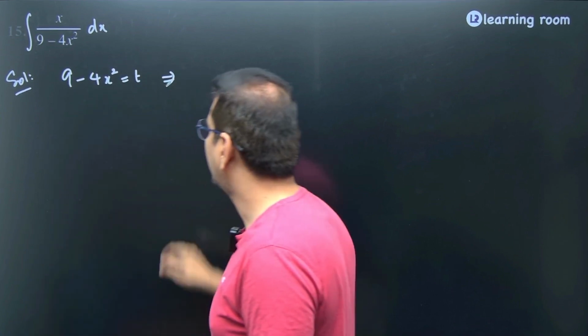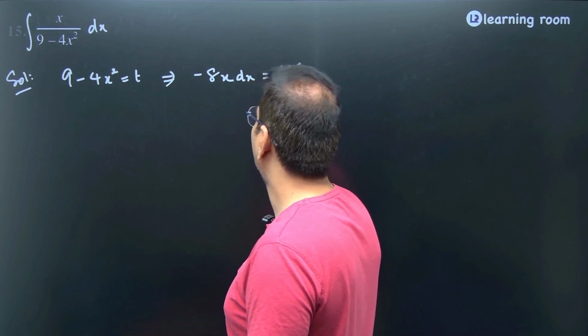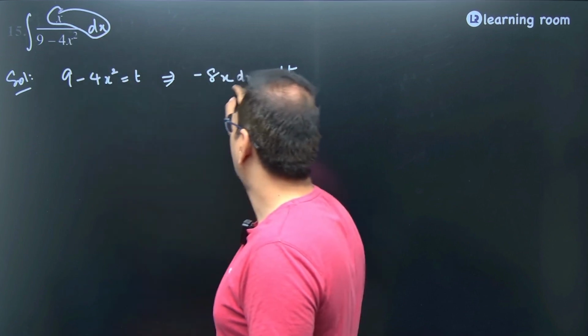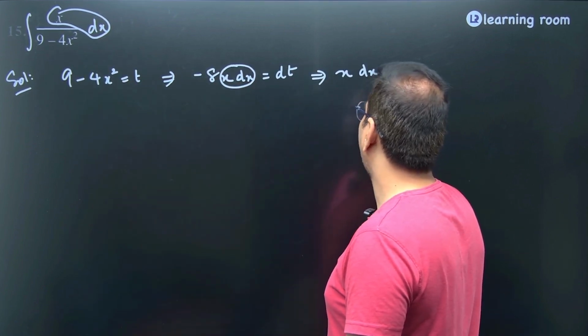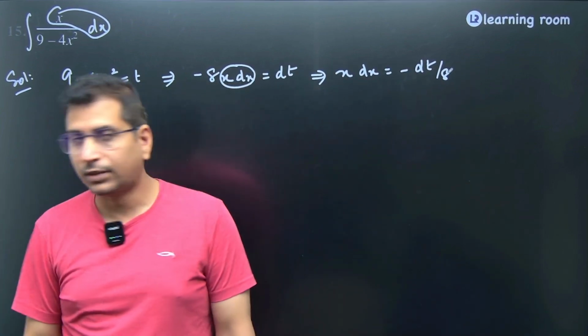This implies, on differentiating both sides, we get minus 8x times dx is equal to dt. So, I need x dx for the numerator, and I have x dx here. So, x into dx will be equal to minus dt divided by 8. So, take that and substitute it.